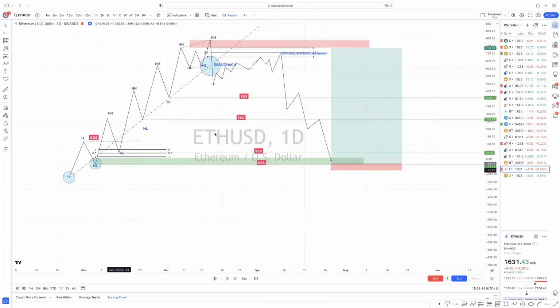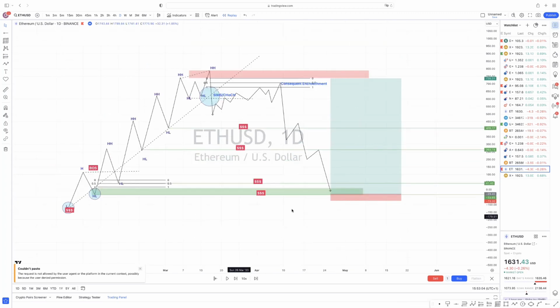Until you see that there is no other support for price, and you see price trying to change direction, this is the last liquidity that you will see.